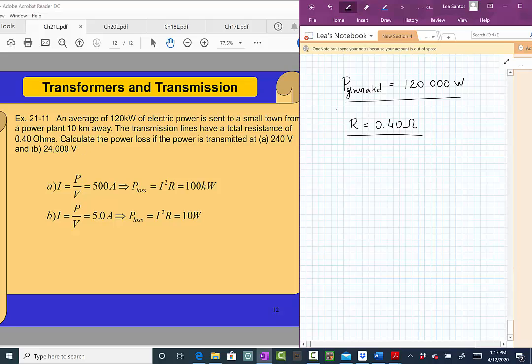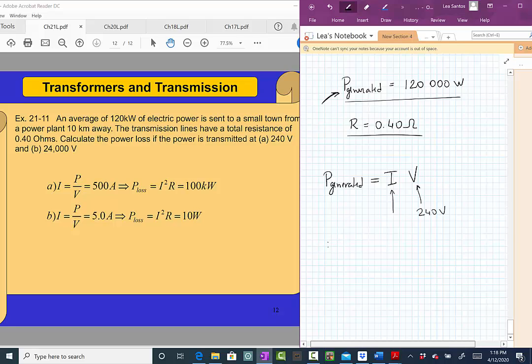The power generated is this, and this is not going to change. But with a transformer, I can increase or decrease the voltage. So this power generated is equal to IV, right? If I'm going to have the transmission and my voltage is 240, what is the current that I will have transmitted through the lines?